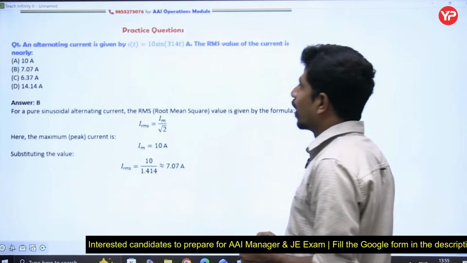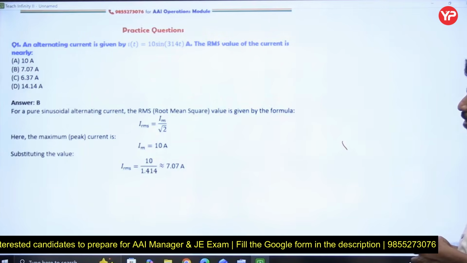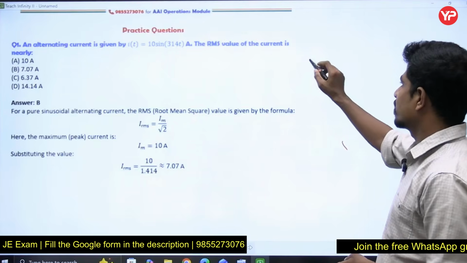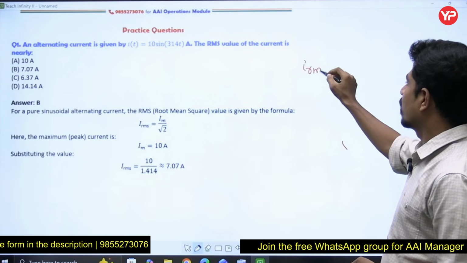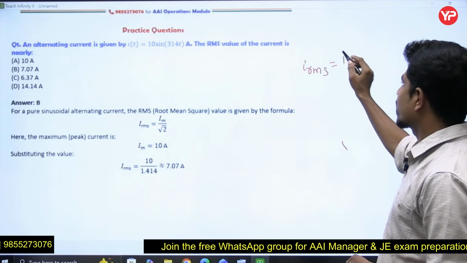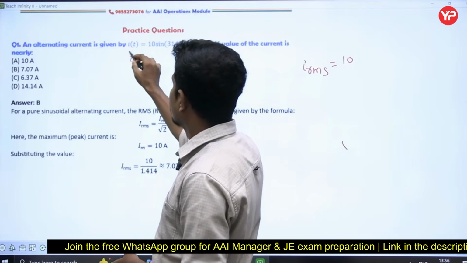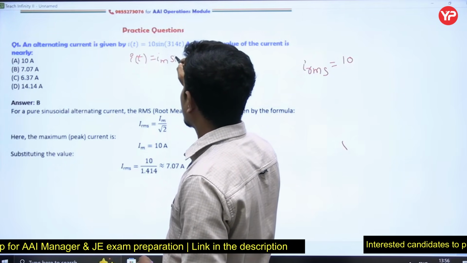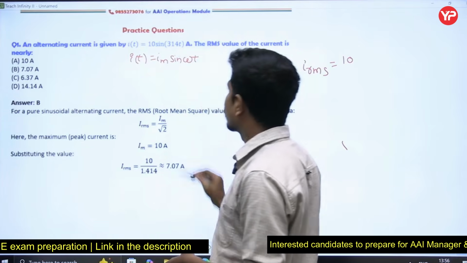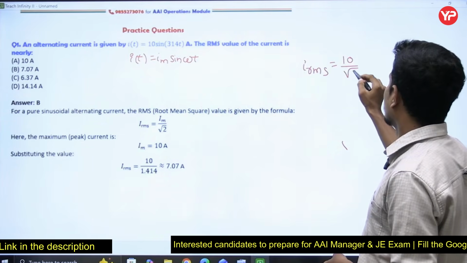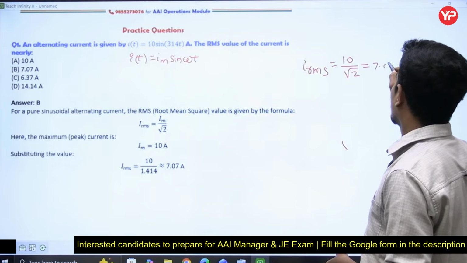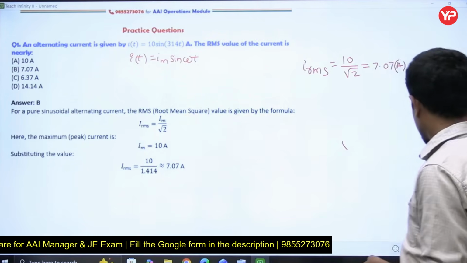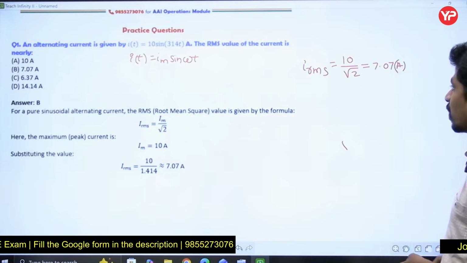What does it say? An alternating current is given by I of t is equal to 10 sine 314t. The RMS value of the current is, this is damn simple. I RMS is equal to I maximum by root 2. You have to compare this with I of t is equal to I m sine omega t, right? 10 divided by root 2, that is 7.07 amperes, right? The option is going to be B.